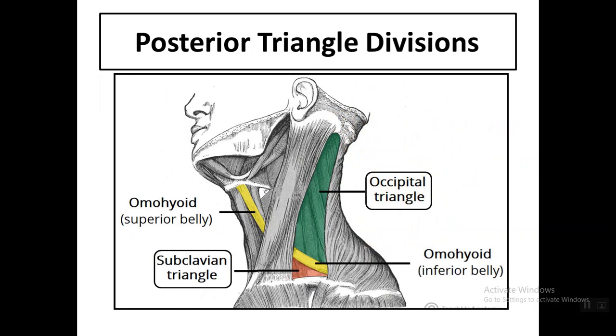Now, the last part of our lecture today is about the posterior triangle. The posterior triangle, as we said before, is bounded by the sternocleidomastoid muscle anteriorly, the trapezius muscle posteriorly, and the middle third of the clavicle inferiorly. The presence of the inferior belly of omohyoid divides the posterior triangle into an upper larger triangle, called the occipital triangle, and a smaller lower triangle, called the supraclavicular or subclavian triangle.